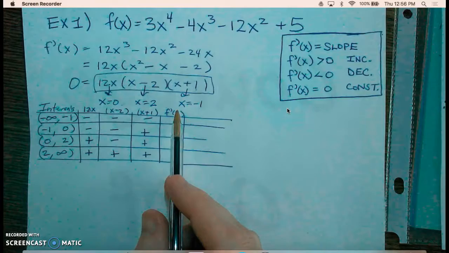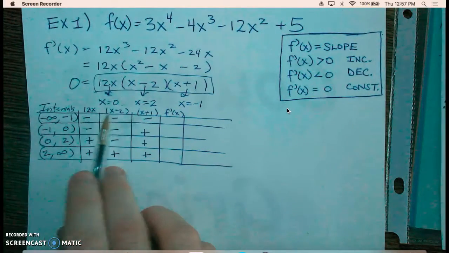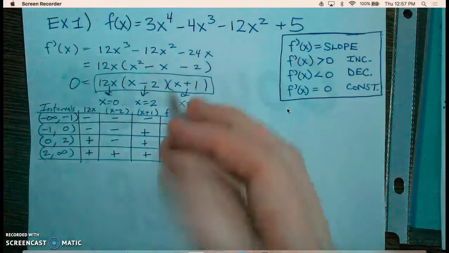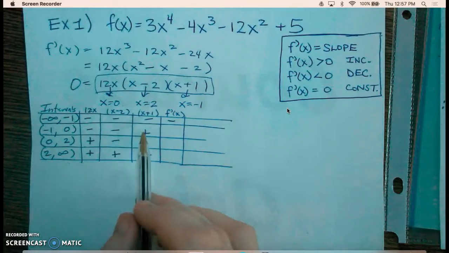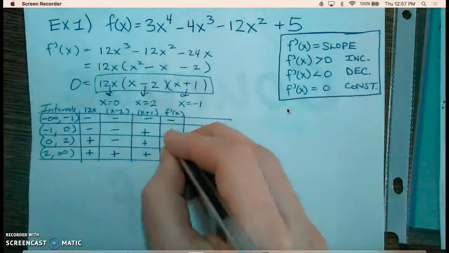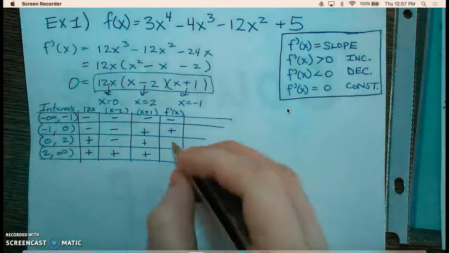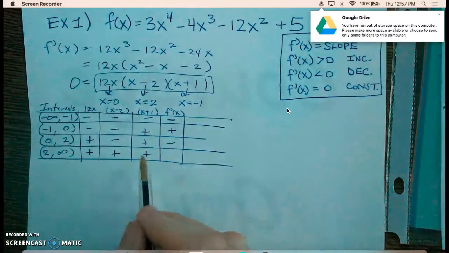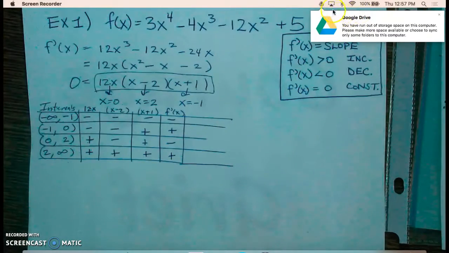And now we have our derivative, where we take all 3 factors and multiply them. So we've got a negative times a negative times a negative would be negative. A negative times a negative times a positive would be positive. A positive times a negative times a positive would be negative. And a positive, positive, positive would be positive.